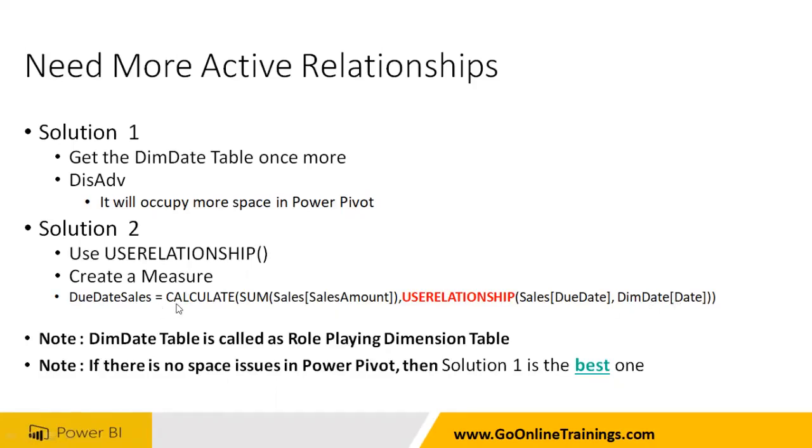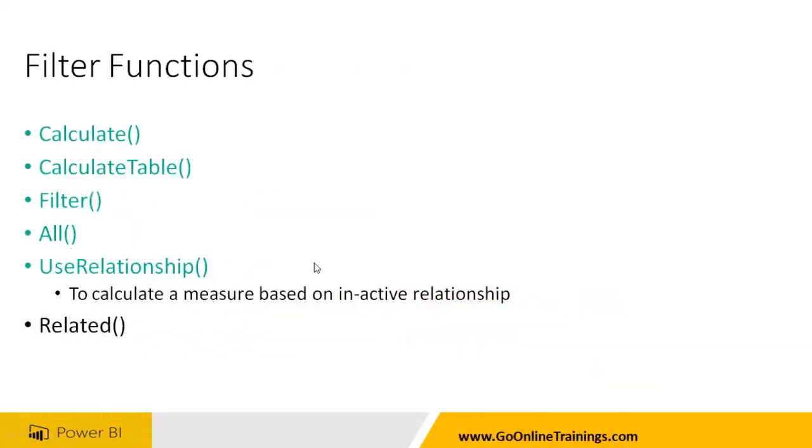Create a measure. So why did I use CALCULATE? Because CALCULATE will do the aggregations by taking a condition. This condition I'm supplying, saying, hey, use this one and that one and do the calculations. Clear? So that is what is called USERELATIONSHIP. To calculate a measure based on an inactive relationship, we are going to use the USERELATIONSHIP function compulsorily. All these are interview questions. Guys, are you clear?